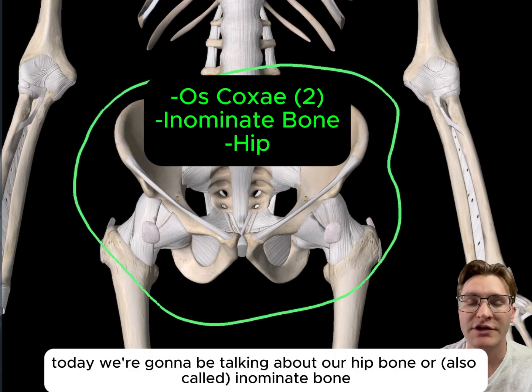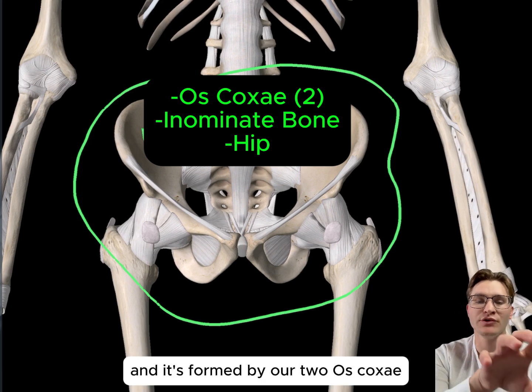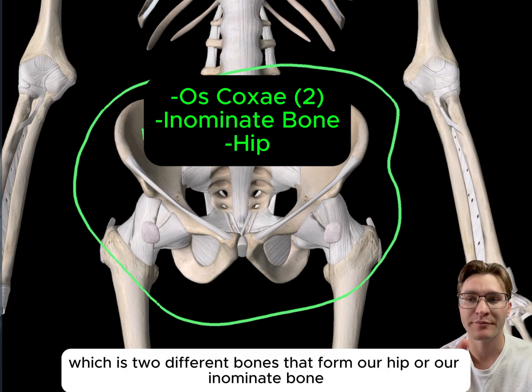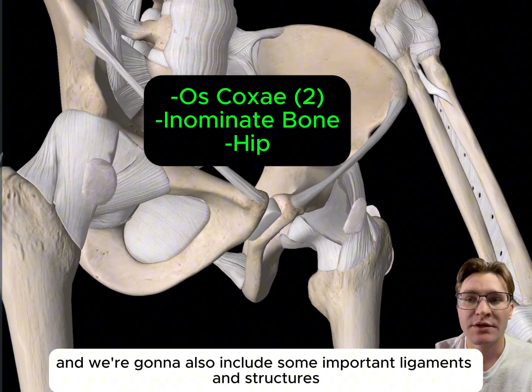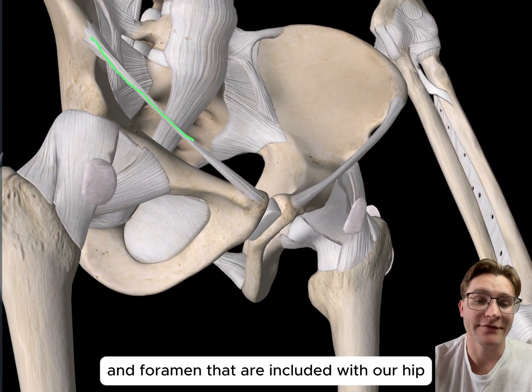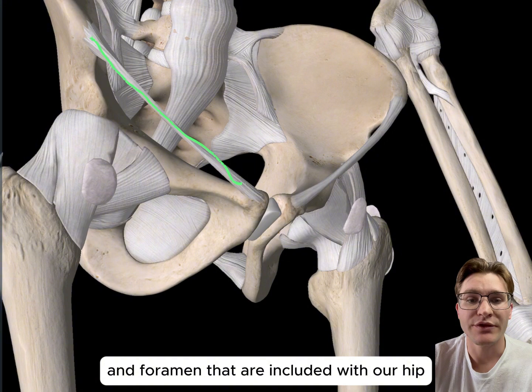What's up, guys? Today we're going to be talking about our hip bone or innominate bone, and it's formed by our two os coxae, which is two different bones that form our hip or our innominate bone. Okay, and we're going to also include some important ligaments and structures and foramen that are included with our hip.